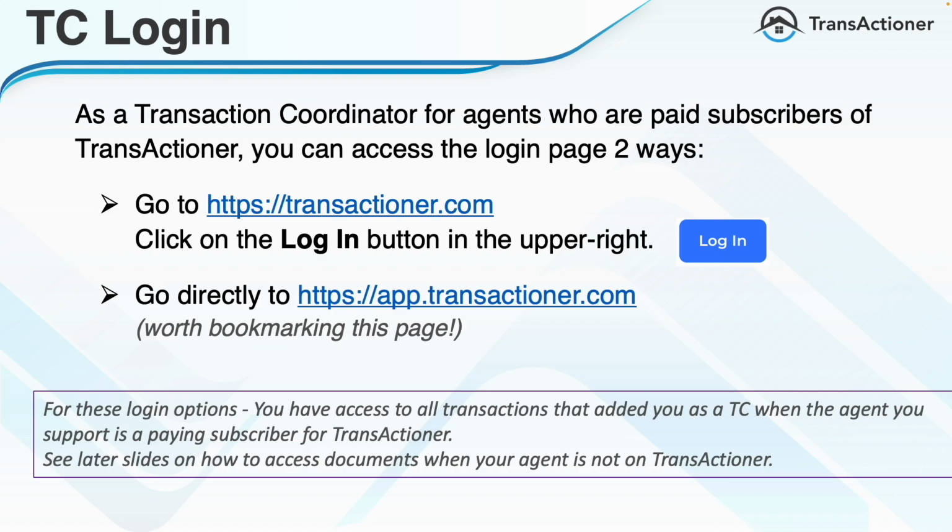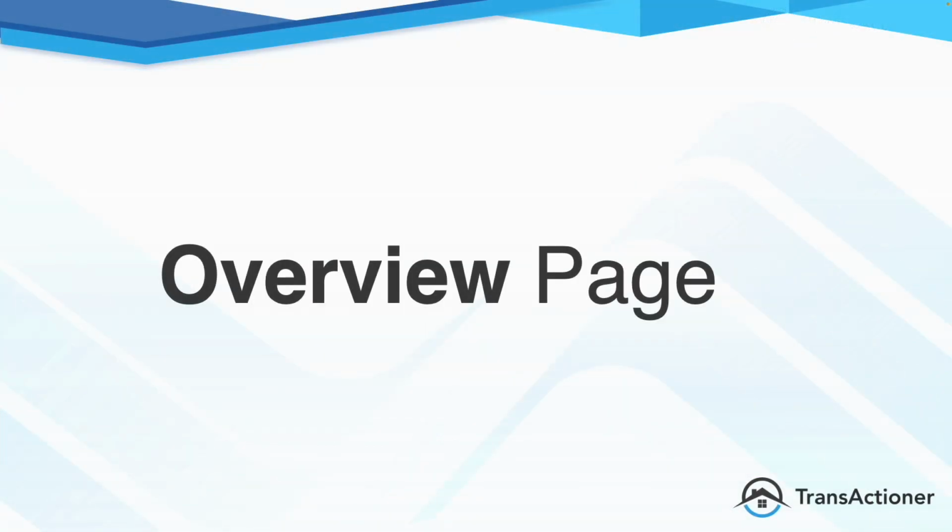You can also go directly to app.transactioner.com to log in. It's really worth bookmarking this page because this is where you will frequently go. These two login pages will give you access to all the transactions where you were added as a TC and the agent you support is a paying subscriber for TransActioner. We'll take a look on some later slides about how to access documents when the agent you are supporting is not a TransActioner subscriber. So let's start with the overview page.